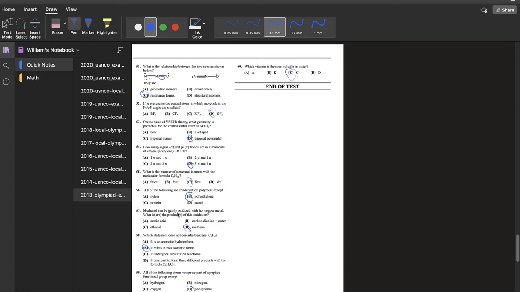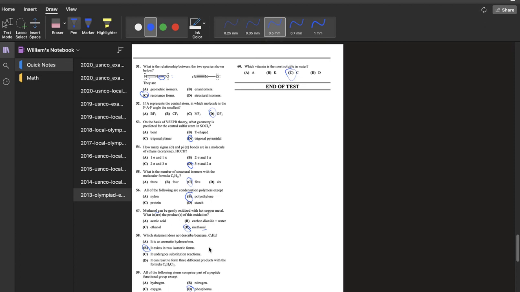Methanol can be gently oxidized. What are the products? Okay, for this one, it's not really organic chemistry knowledge. You just have to know that an aldehyde is an oxidized form of an alcohol. If it ends in -al, it's an aldehyde. If it ends in -ol, it's an alcohol. So, yeah, that's basically it.